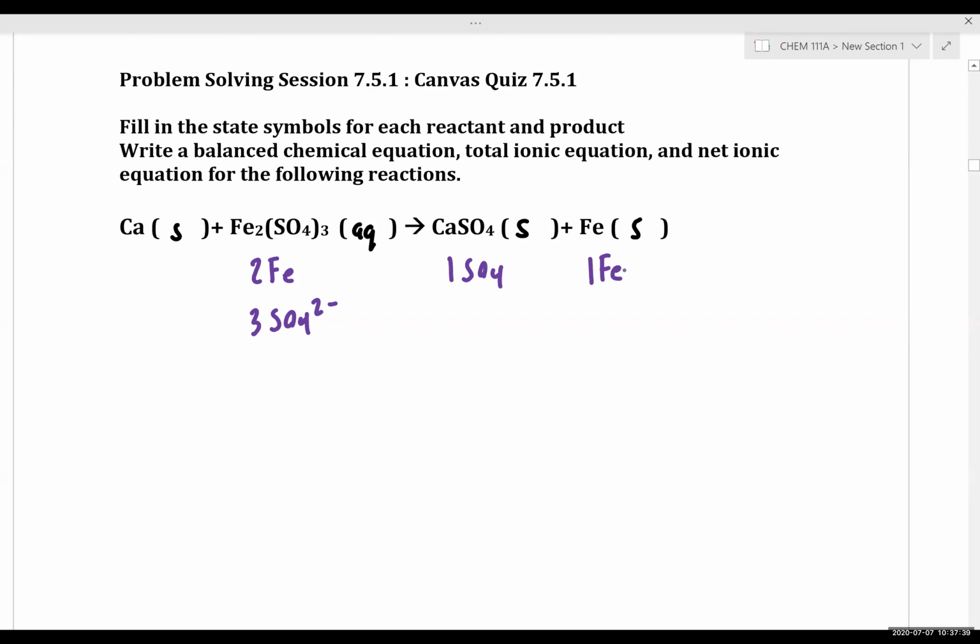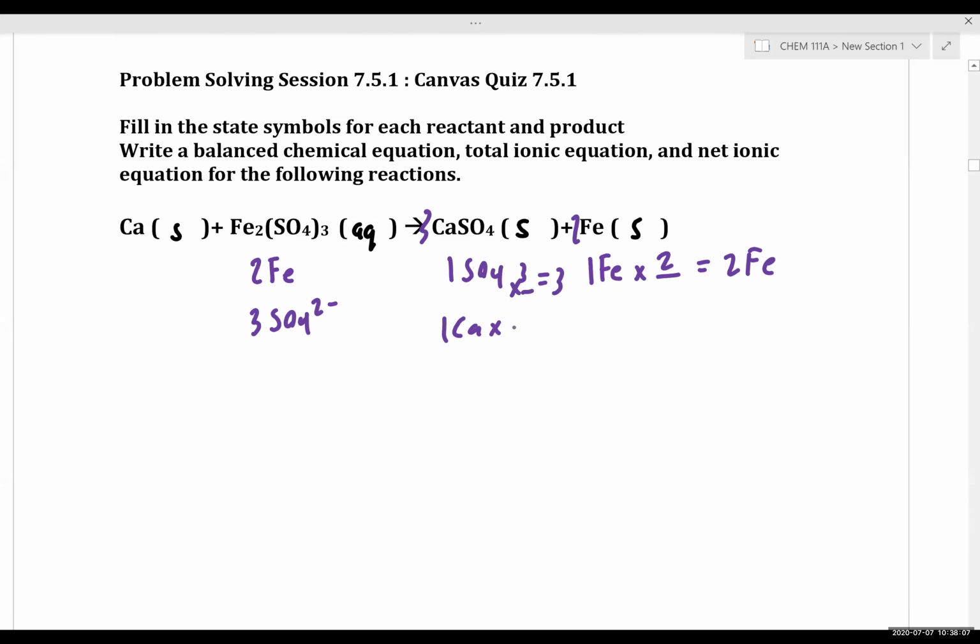So let's start with iron. 1 times what would give us 2 irons? 2. We have 1 sulfate. 1 times what would give us 3? How many calcium sulfates do we need? 3.